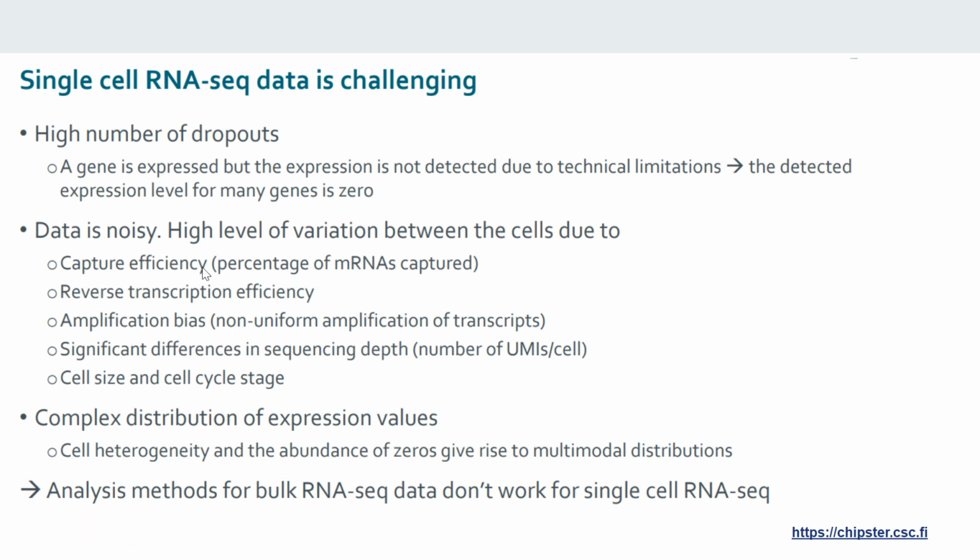First is capture efficiency. Each cell you are capturing mRNA, right? Each cell you are sequencing separately, breaking that cell, isolating mRNA, attaching the barcode, attaching the UMI, and sequencing them. How much capture efficiency you get will vary from cell to cell, because each cell is considered as a different experiment. And that's where you see some technical variation between cells.